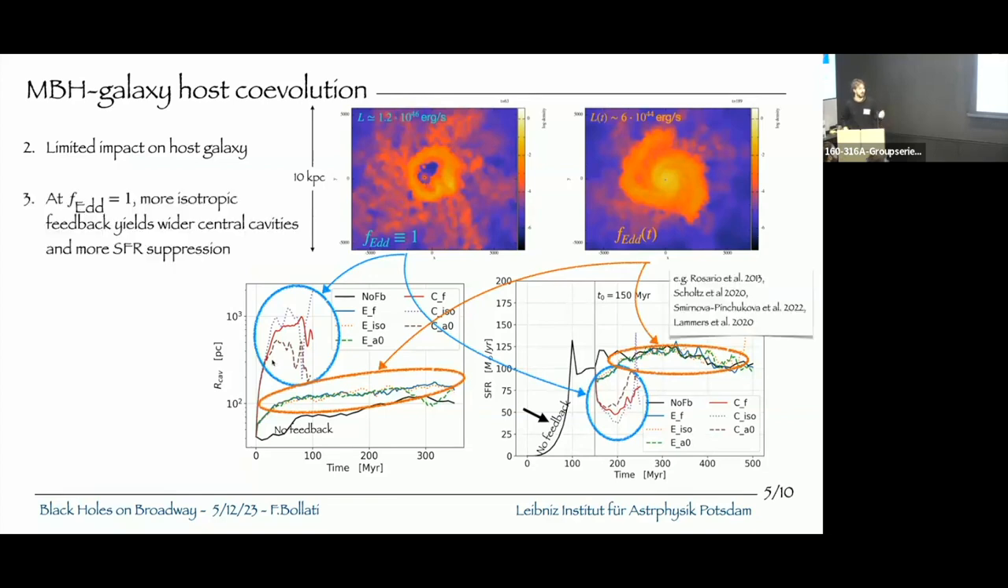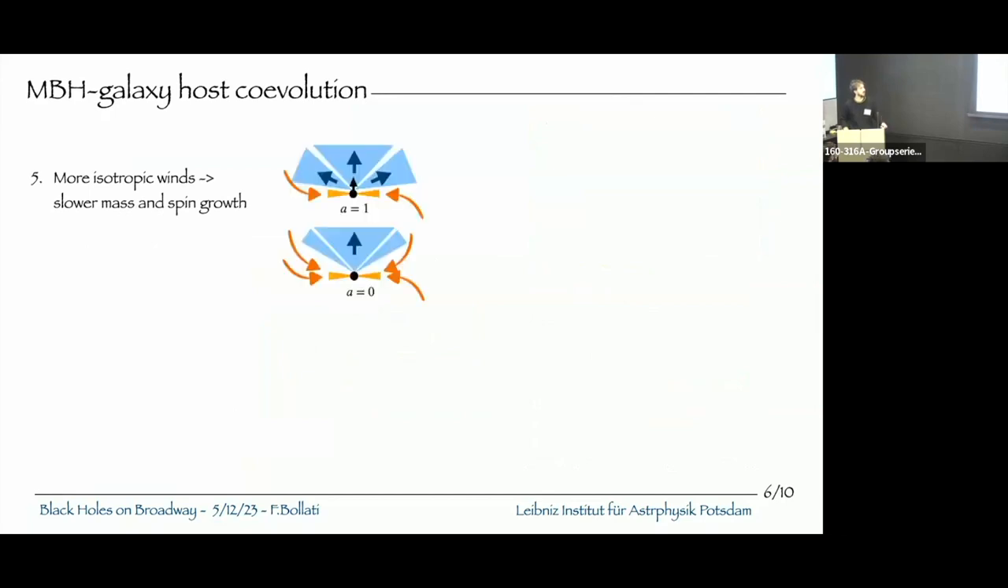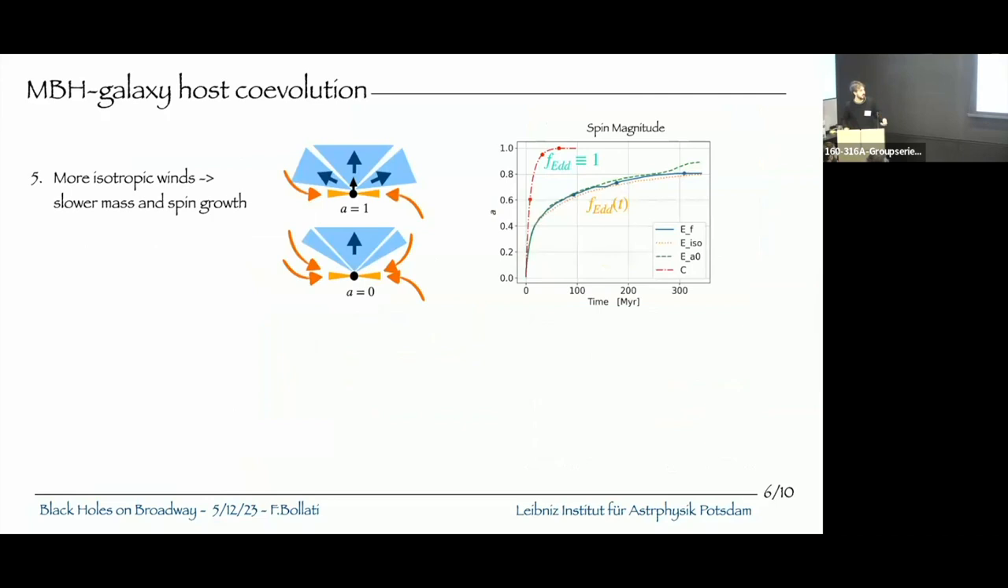Then the imprint of different feedback angular patterns is found only for Eddington accretion, and in particular, the more isotropic the angular pattern, the more easily winds sweep away the ISM, and this results in larger cavities and more star formation suppression. Similarly, more isotropic winds also cause a slower black hole mass and spin growth, because they more efficiently remove the gas that accretes onto the black hole. But actually, we saw only a very small hint of this trend.